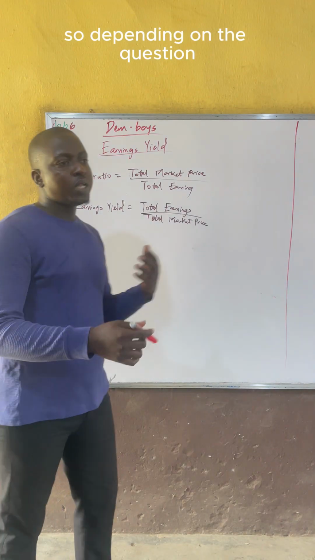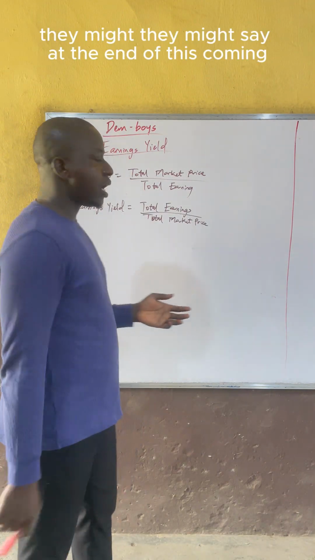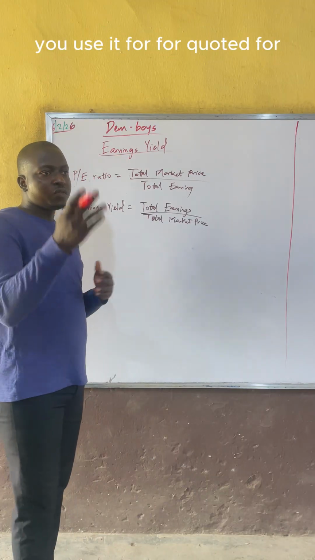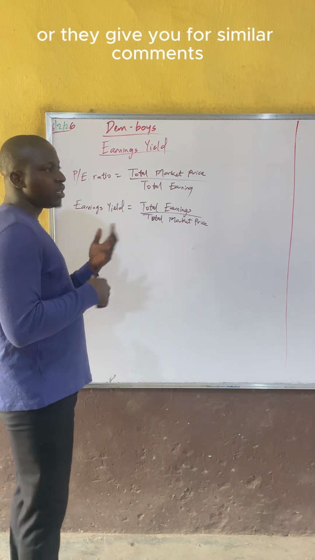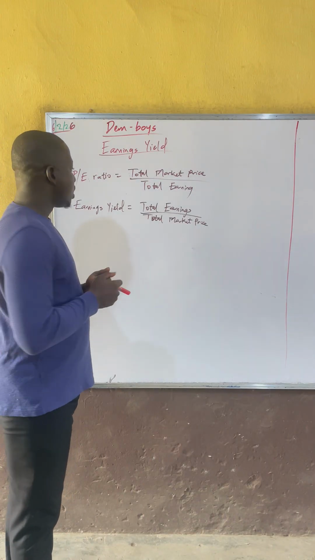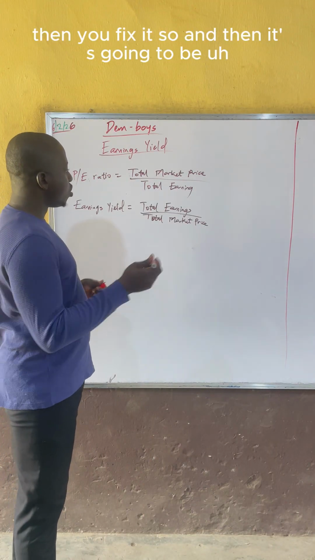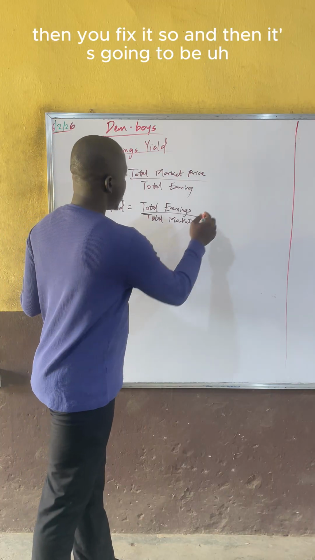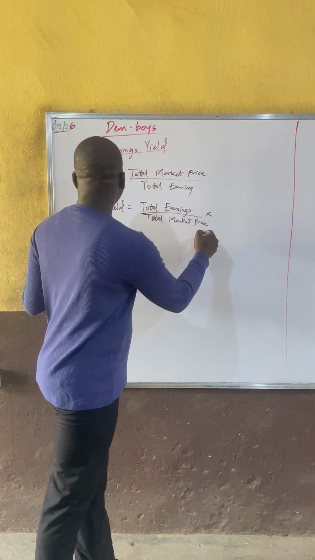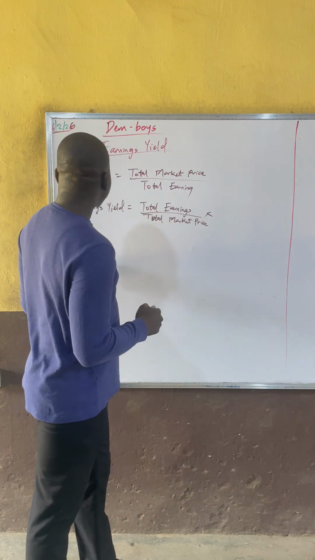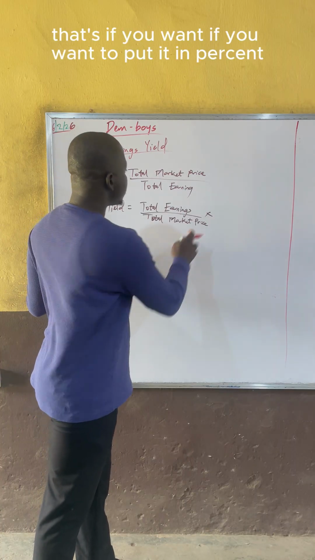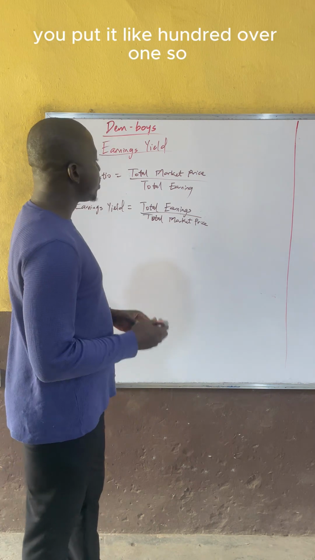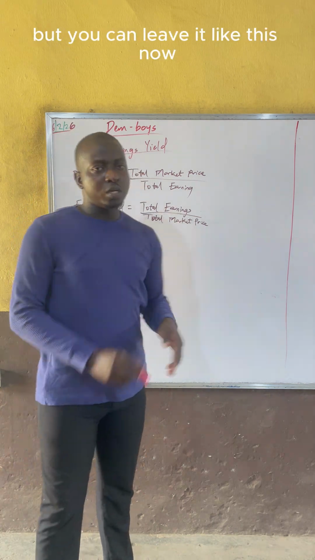So depending on the question, they might say use the earnings yield of this company, a quoted company, for an unquoted one, or they give you similar companies, then you fix it. And then it's going to be times 100 over 1. That's if you want to put it in percent, but you can leave it like this.